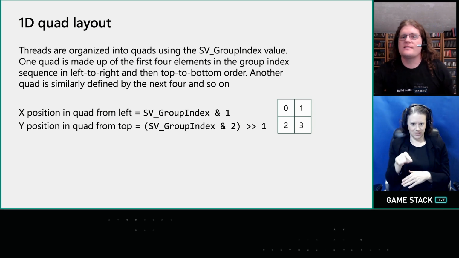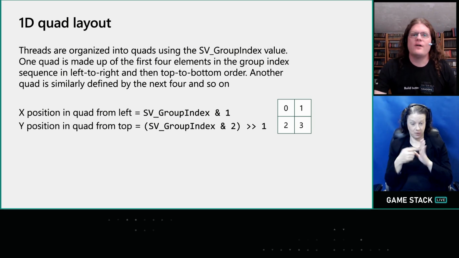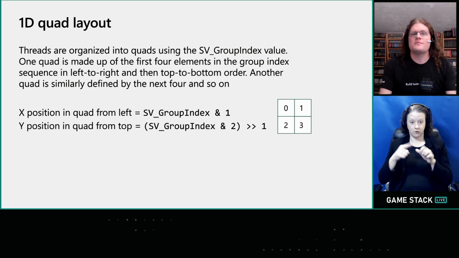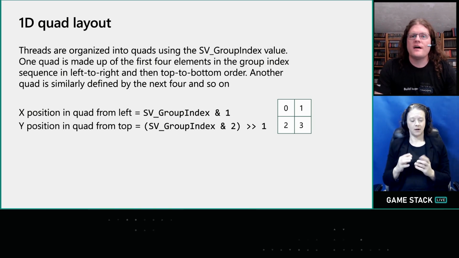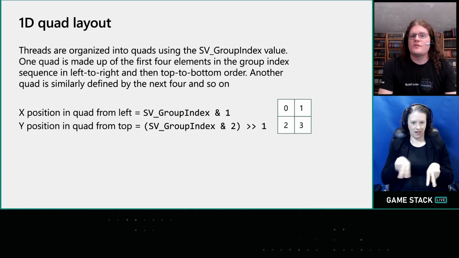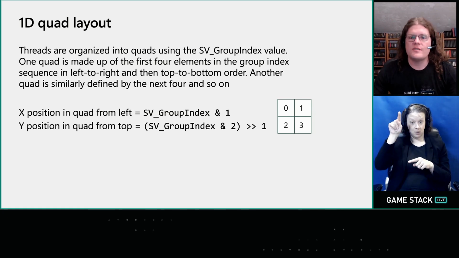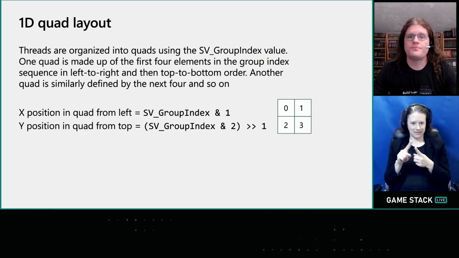And we can see the example here. We've got a diagram of how the first quad in a big group of these might be laid out. Said a little more formally, the X position in the quad is defined by the least significant bit of the group index value, and the Y position from the top is specified using the second least significant bit.